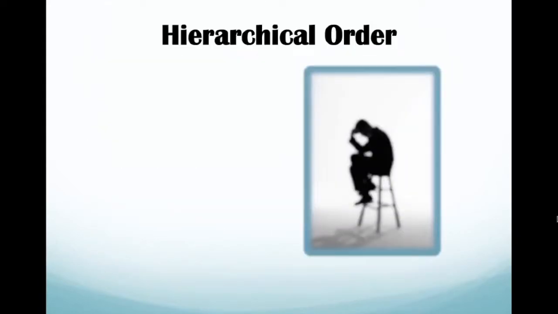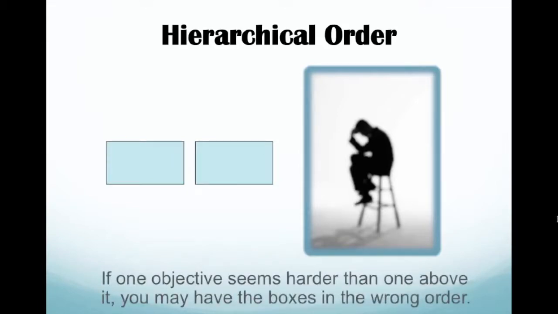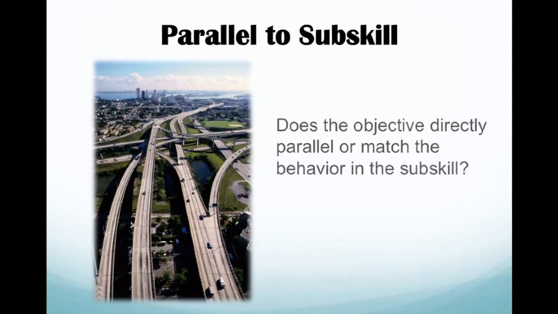Our hierarchical order is important. Sometimes when you start to write objectives, you find that you have it incorrectly. So if one objective seems harder than the one above it, you may have the boxes in the wrong order. You may need to change the hierarchical order of your boxes. We also need to look at whether the objective directly parallels or matches the behavior in the subskill.